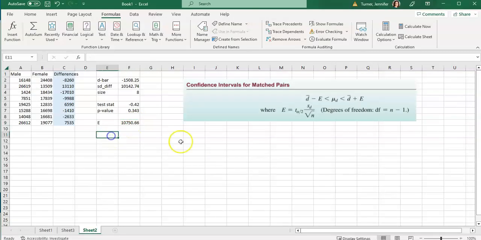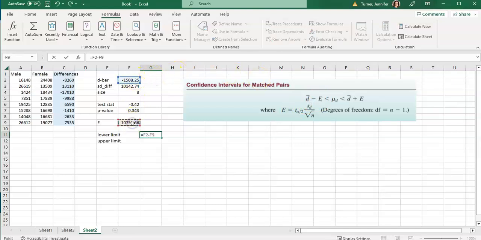Now to do the confidence interval, remember we have a lower limit and we have an upper limit. The lower limit is going to be d bar, the point estimate, minus the margin of error. So if we start with an equal sign, we do d bar minus the margin of error. Enter. And for the upper limit, it's the same thing. It's d bar plus the margin of error. So we start with an equal sign, and we do d bar plus margin of error.